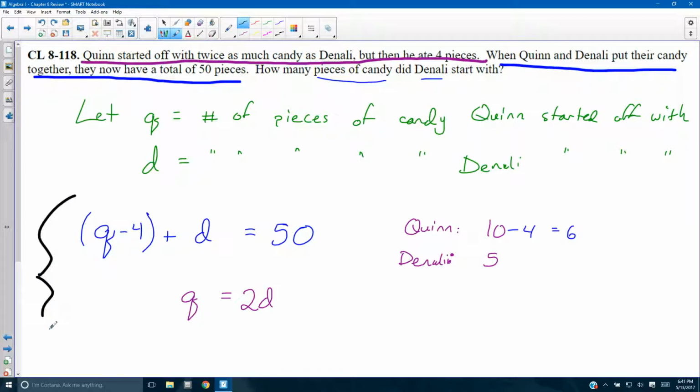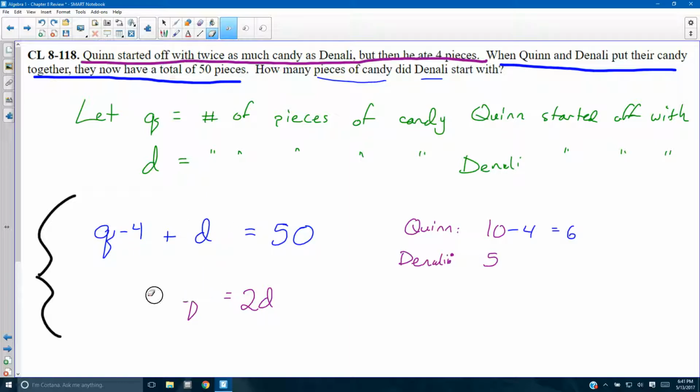This is your system of equations here. Now we still have to solve for D. Okay. I'm going to just go about it one way here. I'm going to use the substitution method because it's very much set up to do so. This equation has a Q and D in it.